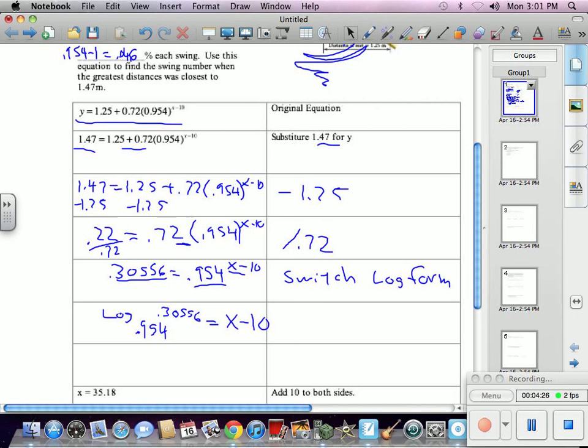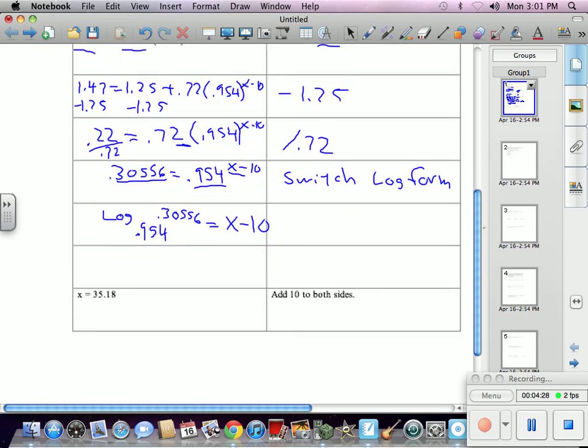So my next step is, I can use that change of base formula to rewrite this. So I'll say the log of 0.30556, change of base, divided by the log of 0.954, will give me x minus 10.